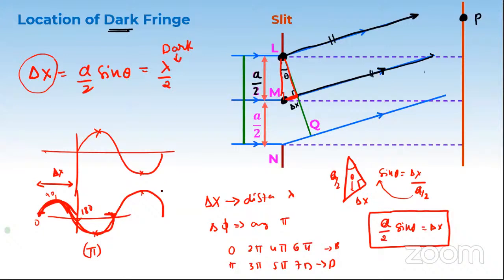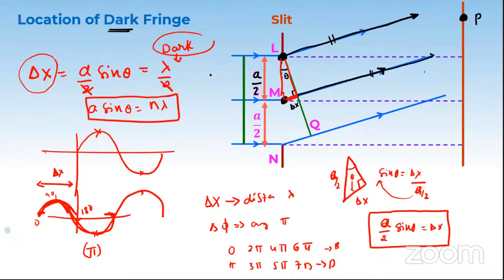Bas, ho gaya. For dark fringe, therefore, the condition will become: half and half cancel out. What are we left with? a sine theta is equal to lambda. Generally, I can put a sine theta is equal to n lambda. Cool, right? Oh my God, how is it possible? I took the condition for dark fringe, and I'm getting the condition for bright fringe of interference. The formula is getting reversed.